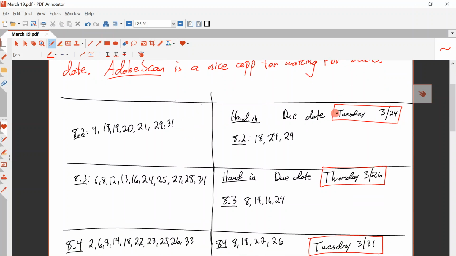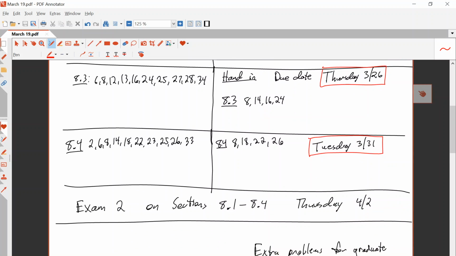The assignment for 8.2 will be due on Tuesday. Okay, not today, on Tuesday, if you need more time. I'm going to go over a little bit of the information for that as well today. And 8.3 will be due Thursday next week and Tuesday the week after that. And then we'll have an exam on sections 8.1 to 8.4 on Thursday, the 2nd of April. Okay, so that is 2 weeks from today.